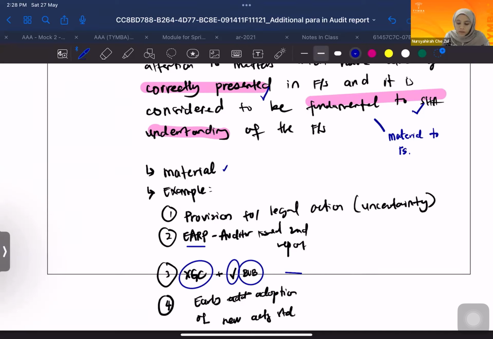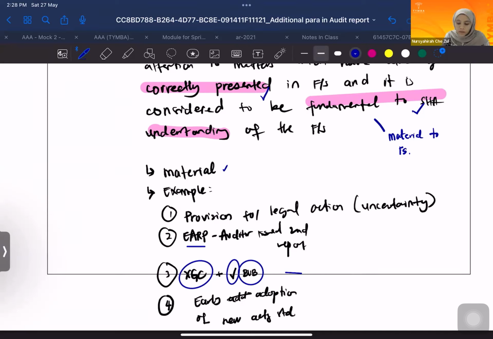Okay. But this one is not really famous in AA. Early adoption of a new accounting standard. Your client chooses to adopt a new accounting standard earlier as compared to others. So is it wrong? No. So do you want to communicate this to the user? Yes. So you put it under EOM. Okay, so this one is easy to audit. This one is difficult to audit. But remember, it is for matters correctly presented in the FS.